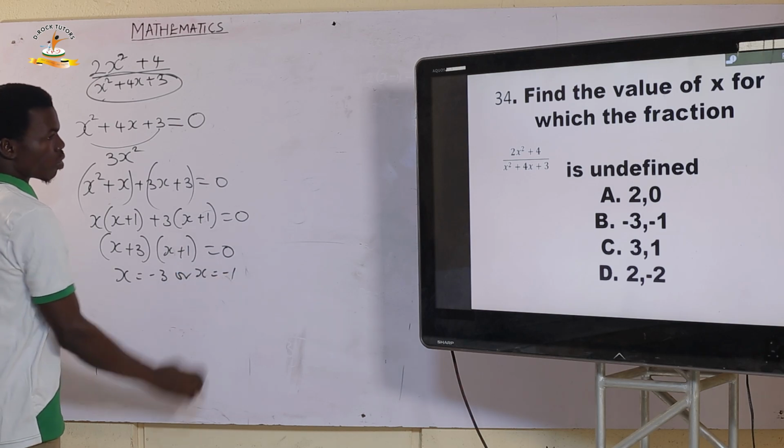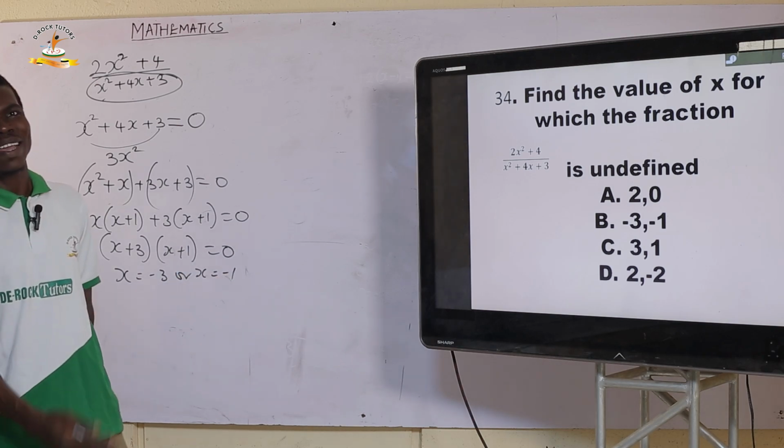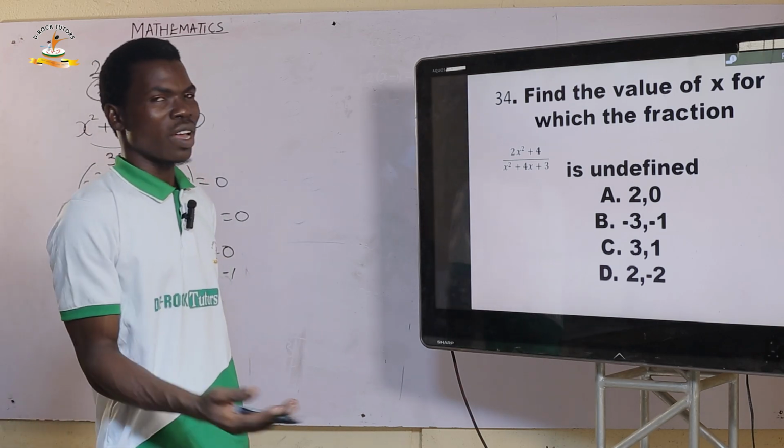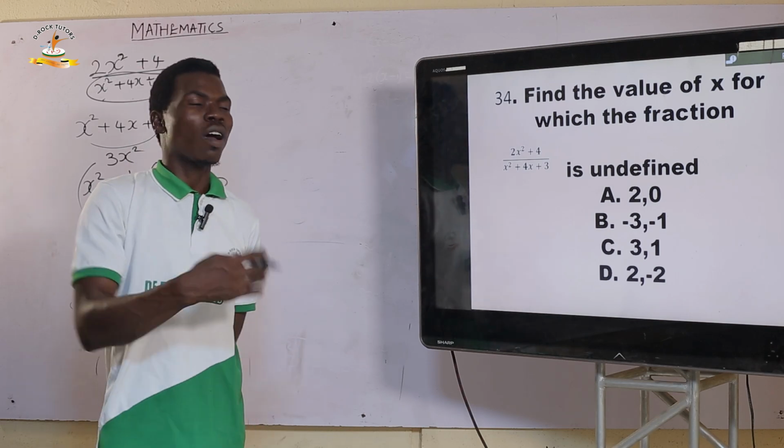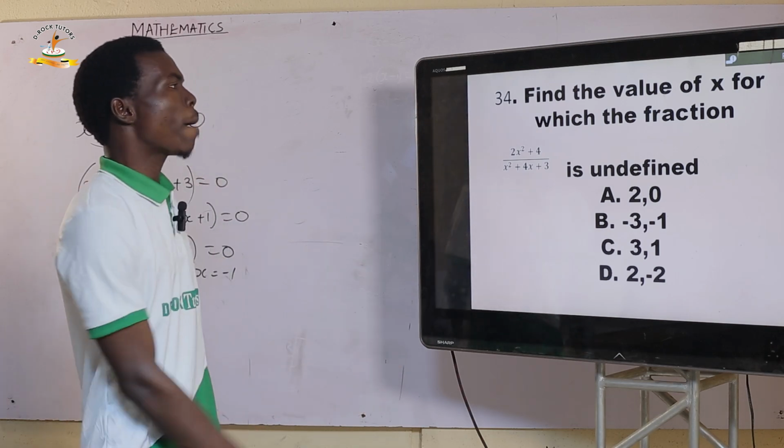X equals minus 1. So my answer has to be what? Minus 3 and minus 1. Those are the values of x that will make it what? Undefined, and that is option B.